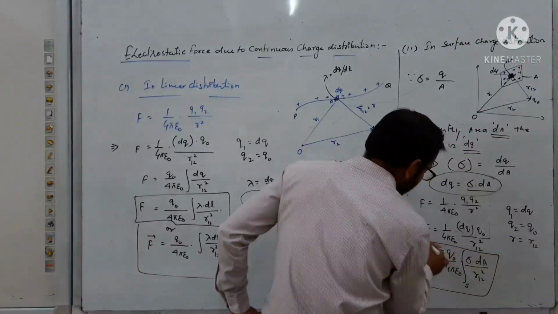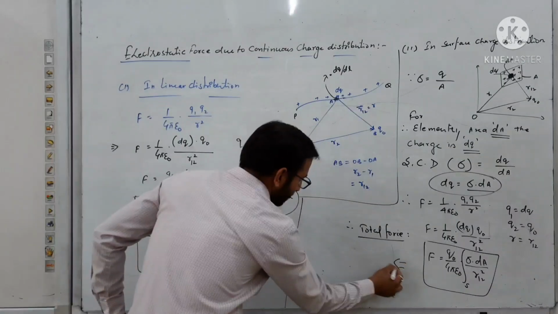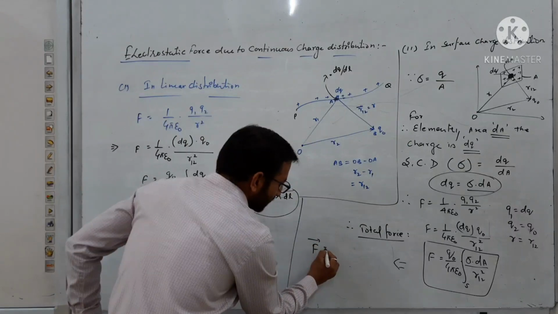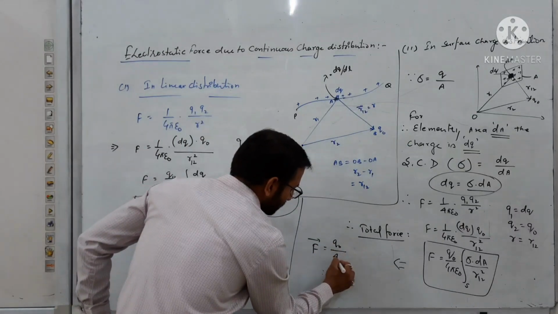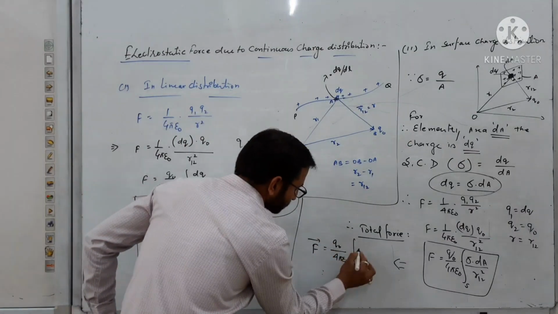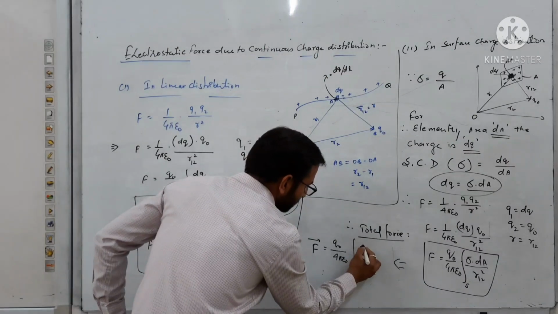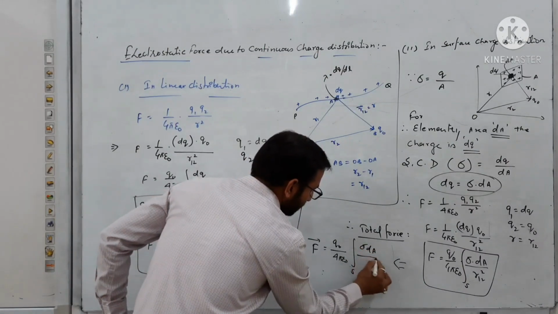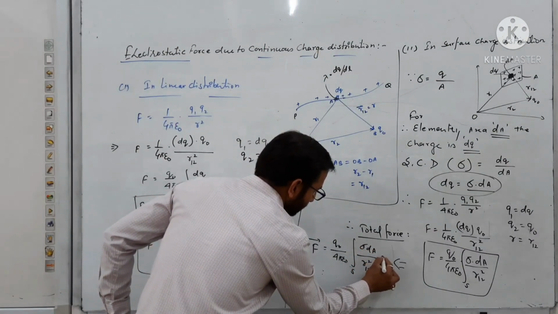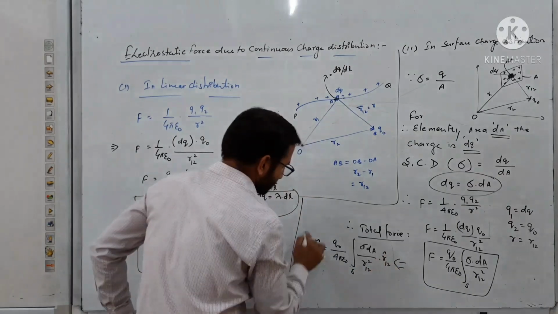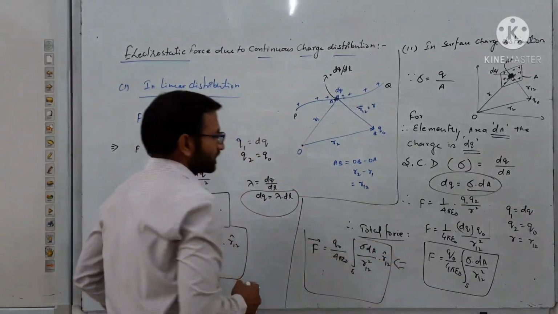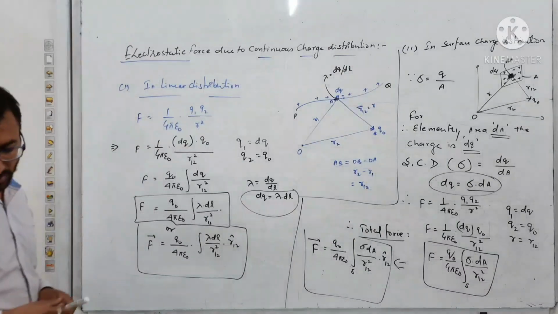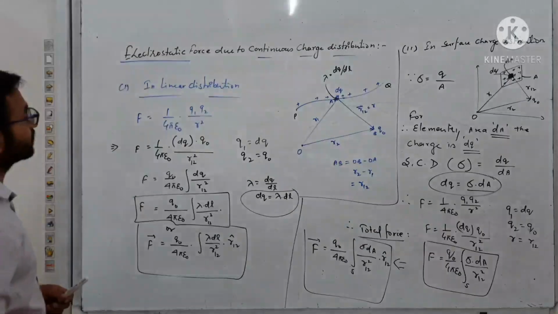If you write the direction, in case of direction you can write directly Q naught upon 4 pi epsilon naught, surface integral sigma dA upon r1 square into r1 cap. Got it? So this is your second formula for surface charge distribution.